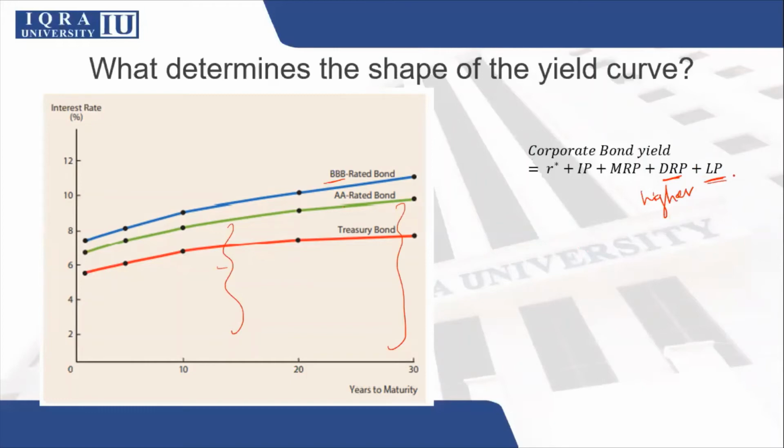Similarly, the liquidity premium will also increase as the maturity time period increases. So the longer duration bond that you purchase, the lesser will be the liquidity of that bond. And the shorter maturity bond that you purchase will be more liquid.